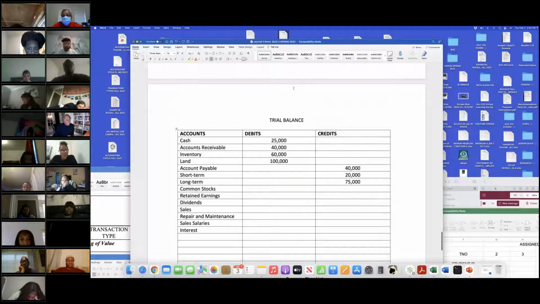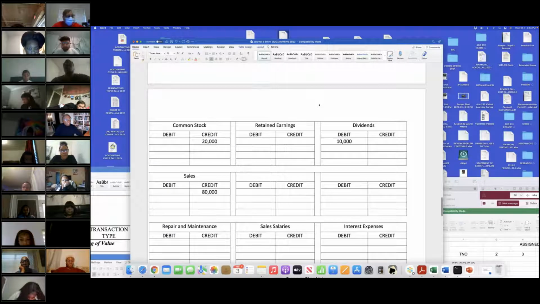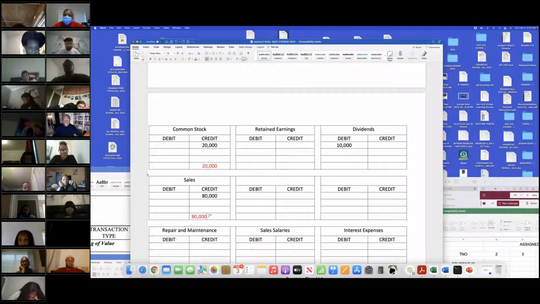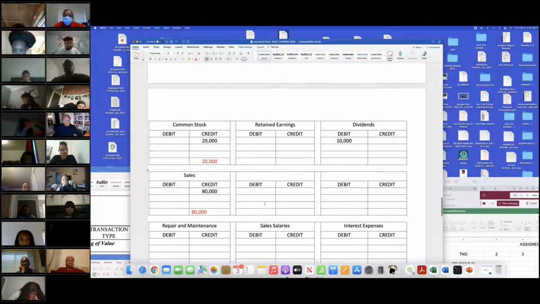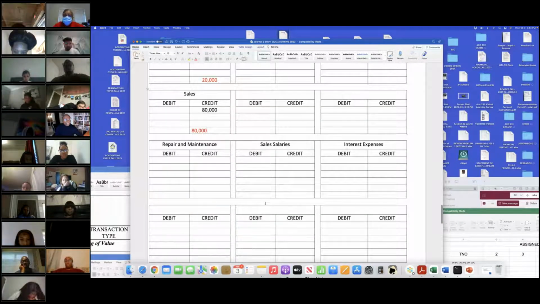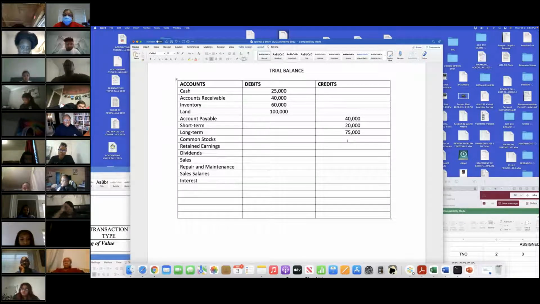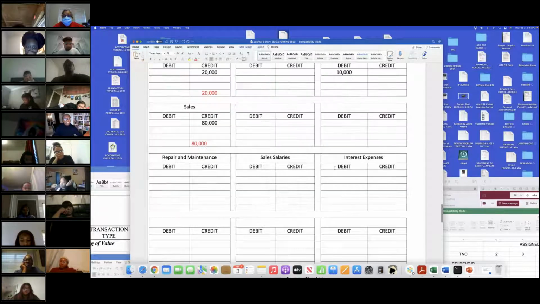What do we have next? Common stock. It's got 20,000 on the credit side. So its balance is going to be 20, and sales has 80,000. Since they're on the credit side, common stock is 20,000, sales is 80,000. And finally, did we have any expenses? We didn't have any expenses, did we?